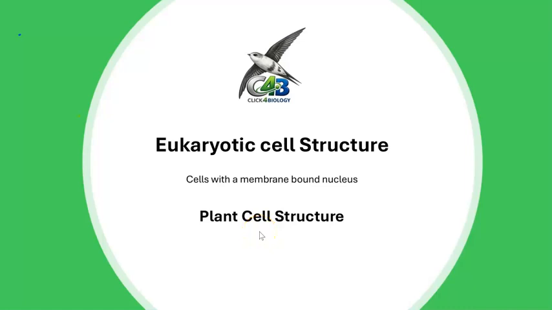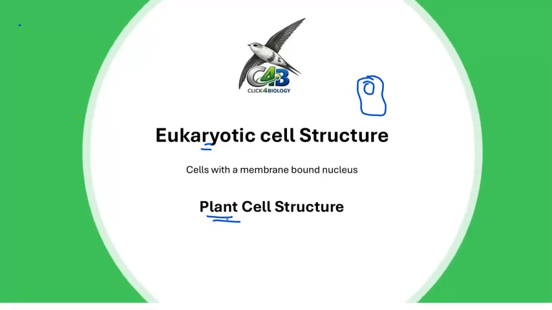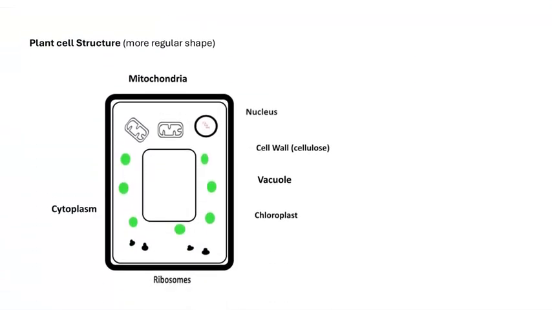Click for Biology. We're looking at eukaryotic cell structure, and in particular we're going to take a look at plant cells. Eukaryotic cells, you'll recall, are those cells which have a membrane-bound nucleus, and plant cells have their own unique structure. Let's take a look at that.